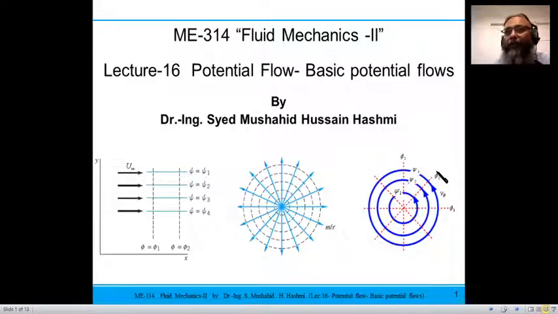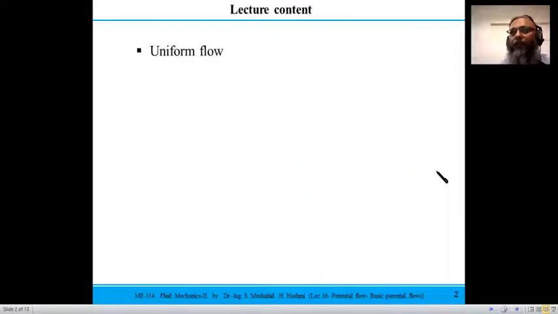Today we have lecture number 16 of the course ME314 Fluid Mechanics 2, and this is the first lecture of this week. Earlier we already started with potential flow, and we have worked out what the velocity potential function is.